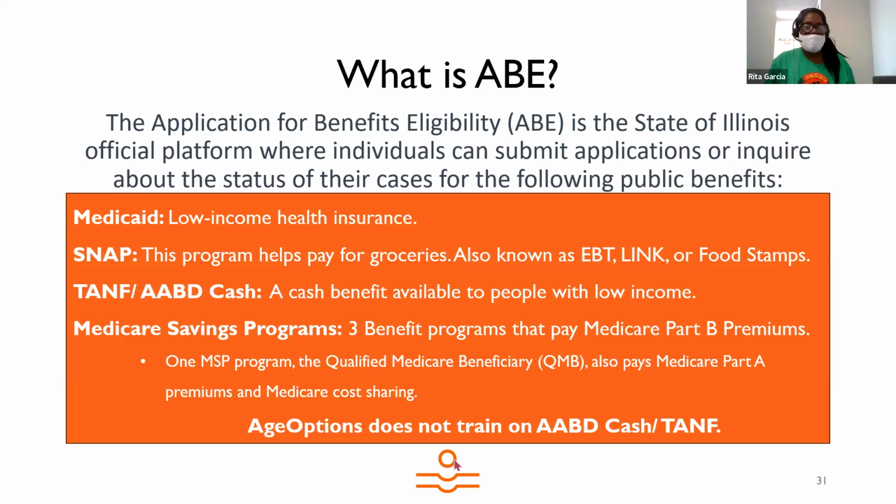We have TANF and AABD cash, a cash benefit available to people with low income. We also have the Medicare Savings Program, three benefit programs that pay for Medicare Part B premiums. And we have the MSP program, the Qualified Medicare Beneficiary, or QMB, which also pays Medicare Part A premiums and Medicare cost sharing. Now, we unfortunately do not train on AABD cash or TANF.